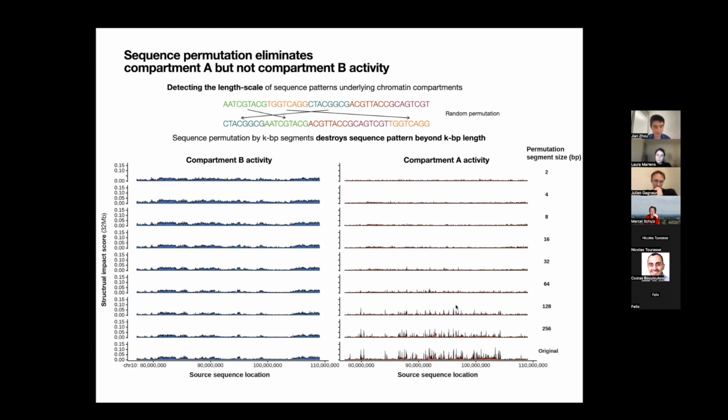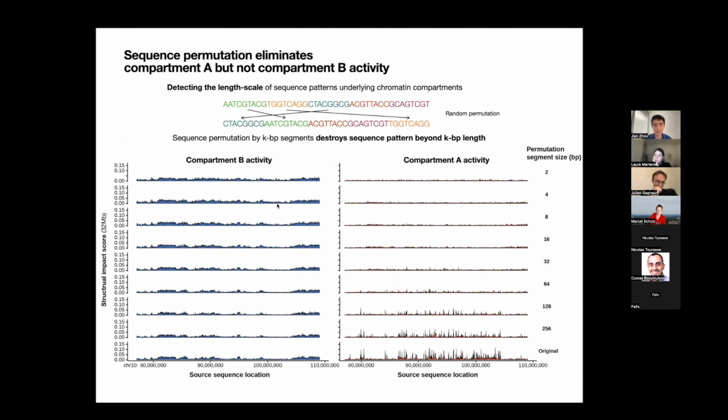So what we see is that for the compartment A activity, the activity is destroyed after we permute to chunks that are smaller than 100 base pairs, which indicates that sequence patterns of more than 100 base pairs are needed for the compartment A activity, which is sort of consistent with our understanding of how promoter sequence works, right?